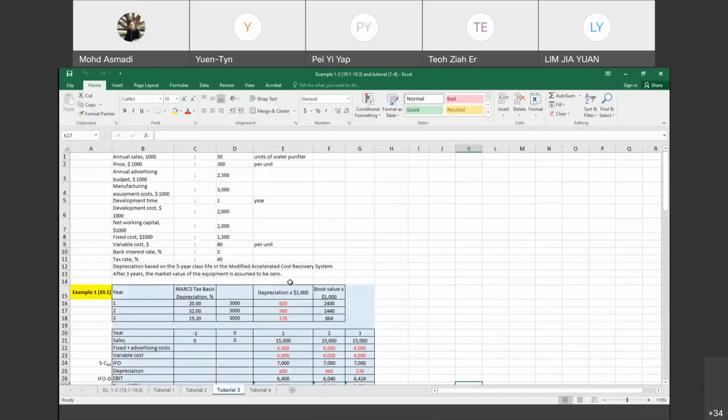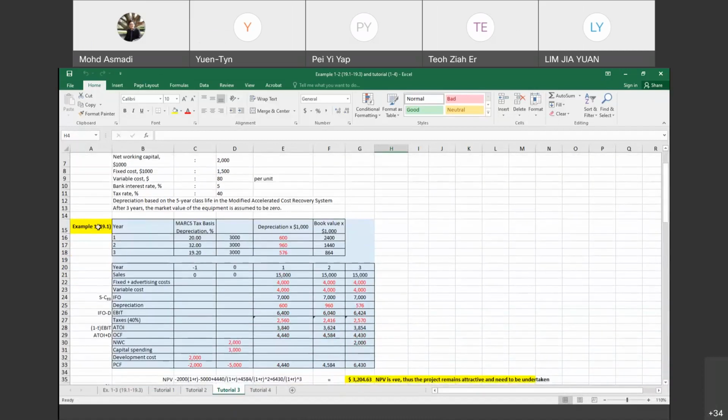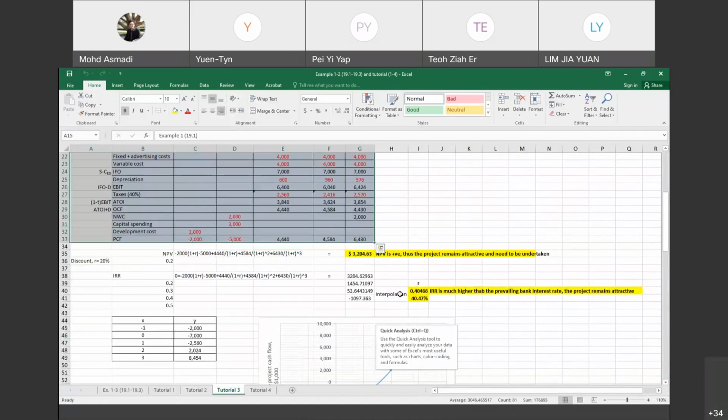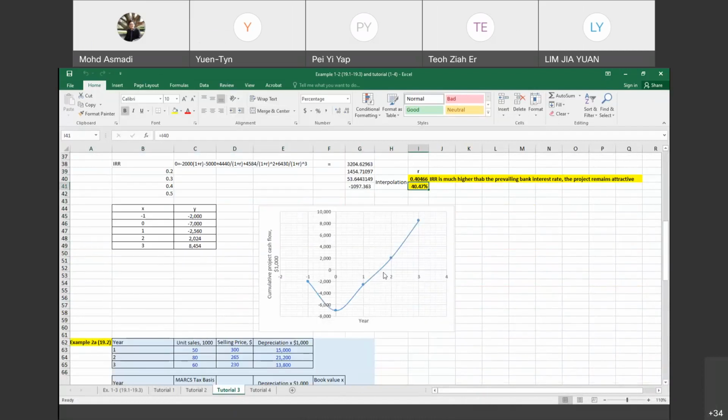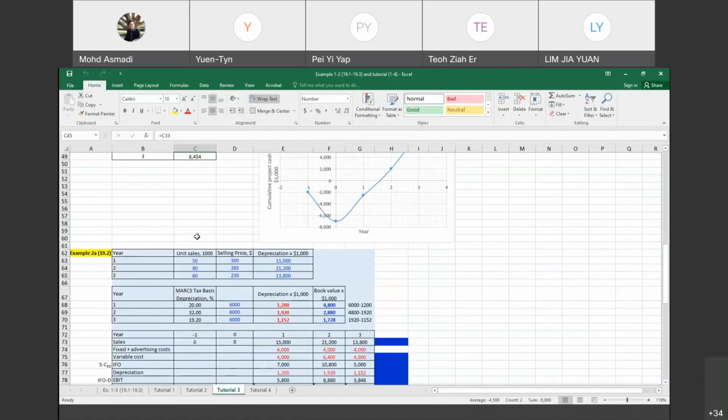So if you look here, this one is example one. When you calculate, this is the IRR and also the NPV. IRR is about 40%, so you can get the profit after 1 year. The money injected is about what is it? 7.9 million.